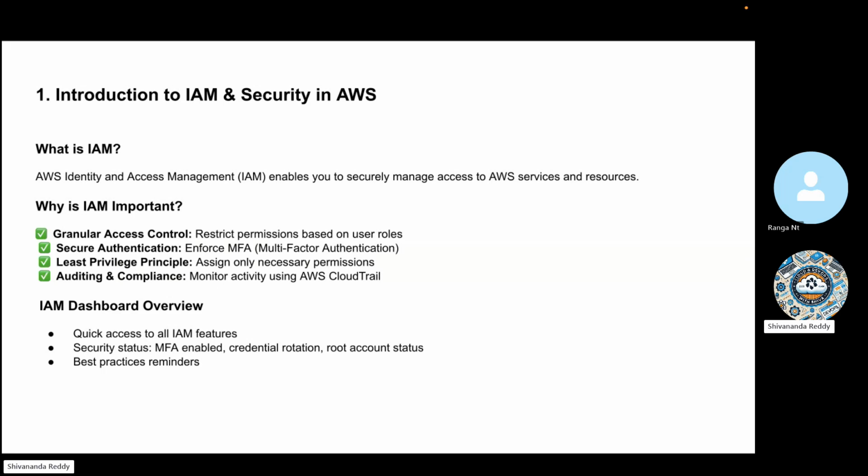Assign only necessary permissions. Then when you grant access and the person logs into the account, that person can do many things with respect to their permissions. But how do you keep track of that? How do you monitor the usage and the person's activity? That's where auditing and compliance come into the picture. Monitor the activity using AWS CloudTrail. There is a specialized service in AWS, AWS CloudTrail, and we use that service to monitor end to end.